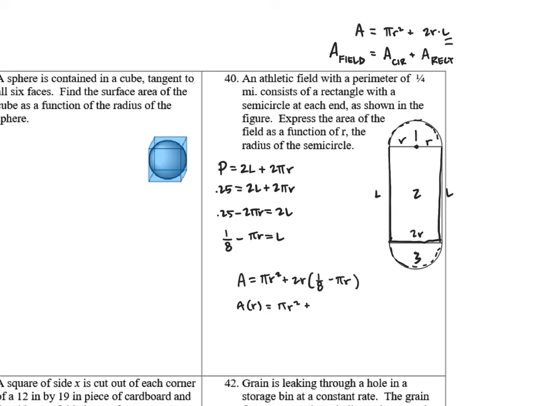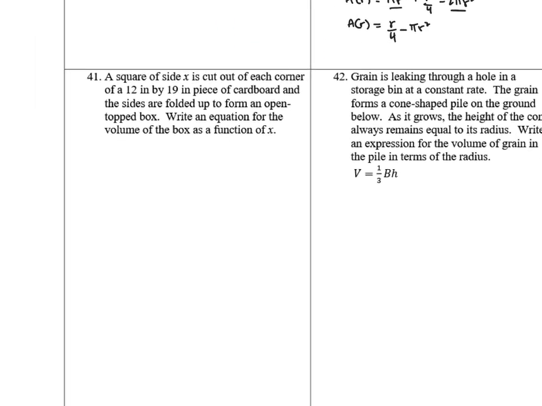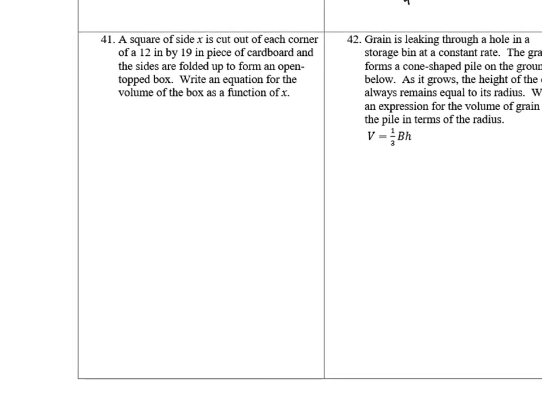This would be plus 2r times 1/8, which is r over 4. And then 2r times negative pi r would be negative 2 pi r squared. So if I combine these like terms here, the area with respect to r is r over 4 minus pi r squared. There you have it. That is number 40. Let's move on to number 41, the last one for this set of problems.